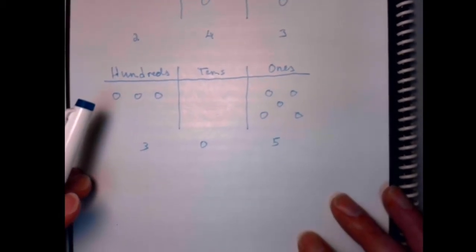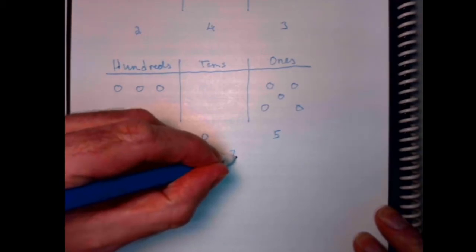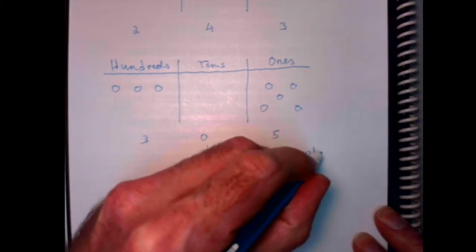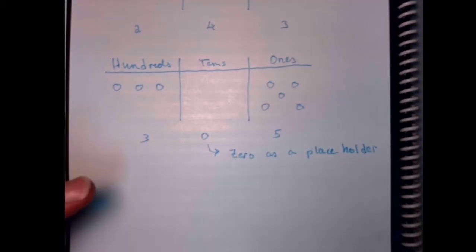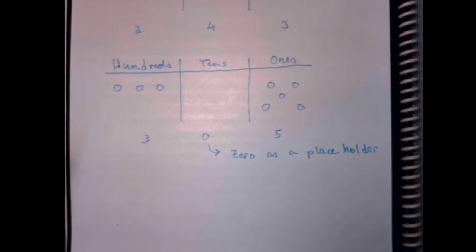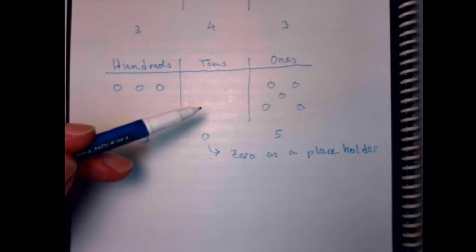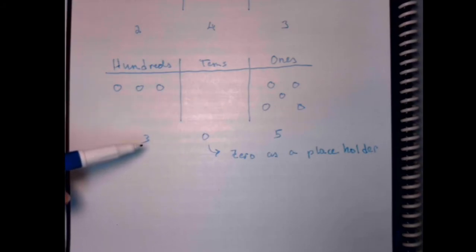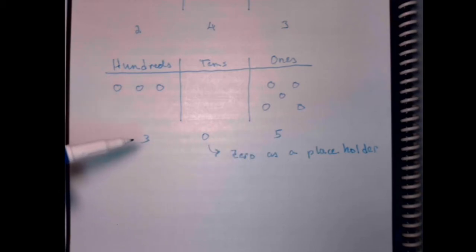The important thing to start to realize is that we need to use 0 as a placeholder. That's the key thing of a positional system. You have to have a way of indicating that you don't have any of one group. So this 3 needs to be followed by a 0, indicating that we don't have any 10s, and then 5 to indicate the number 305.